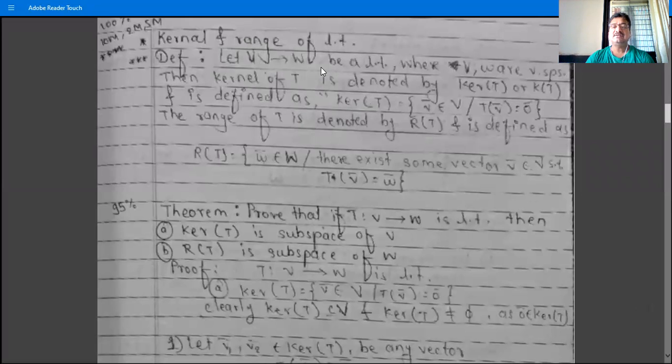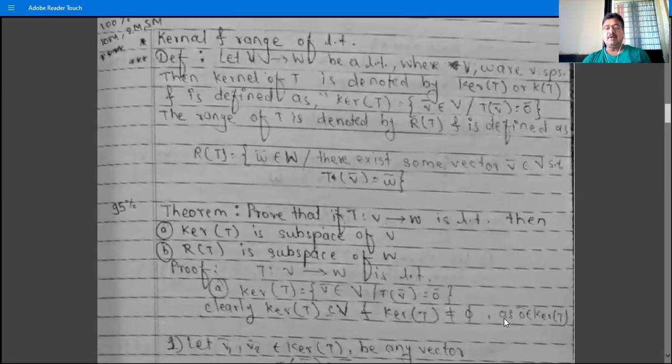The theorem: prove that if T from V to W is a linear transformation, then the kernel of T is a subspace of V, and the range of T is a subspace of W. We have to show first that kernel of T is a subspace of V. Obviously, kernel of T is a subset of V, and kernel of T is not equal to the empty set, as 0 bar belongs to the kernel of T.